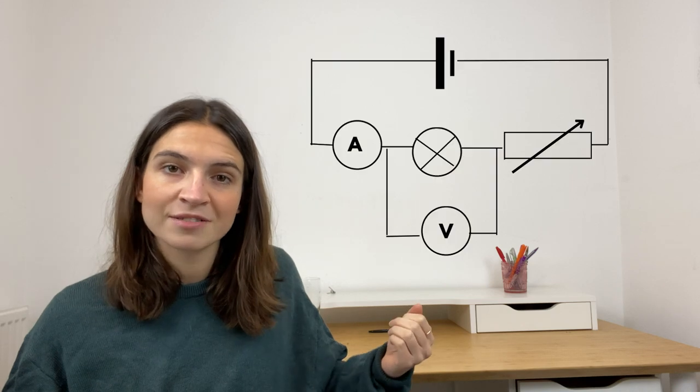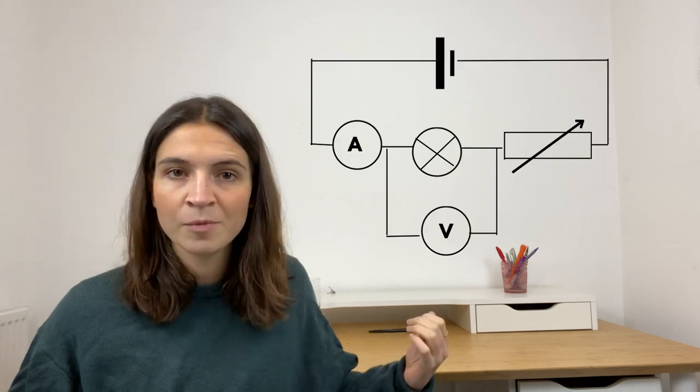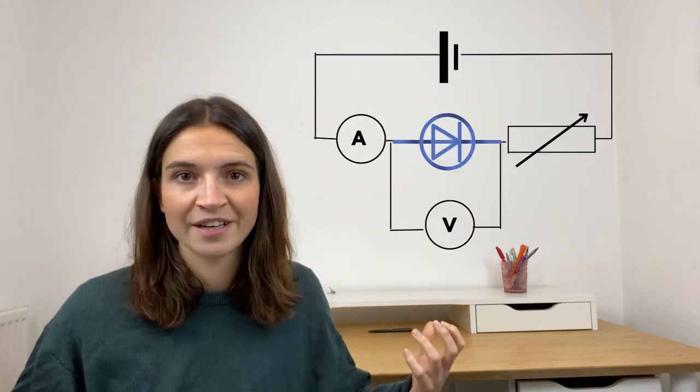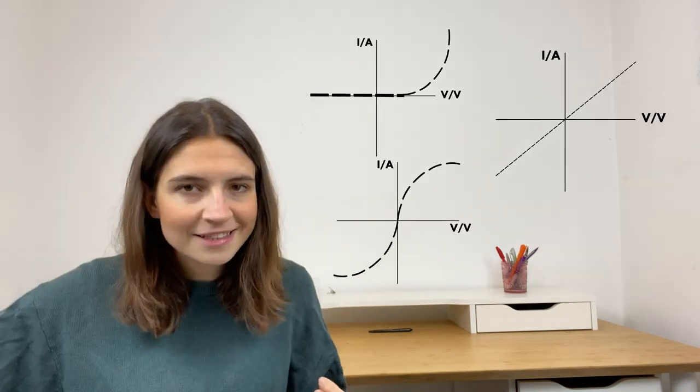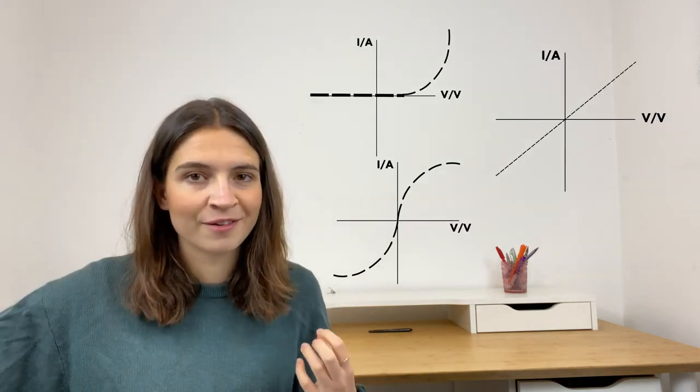But we don't just want to do this for resistors, do we? No, we want to do it for bulbs and diodes too. But the good news is you just do the same thing, but you swap your resistor in your circuit for a bulb or for a diode. We're going to imagine that you've done all three and you are going to end up with some beautiful graphs that look like this. Let's check out the resistor one first.